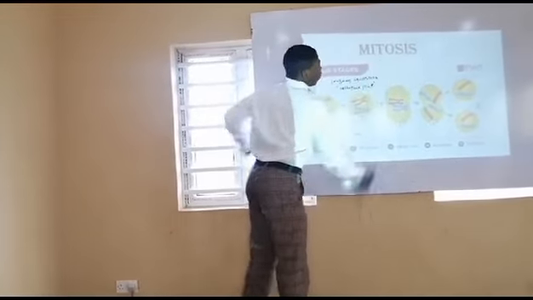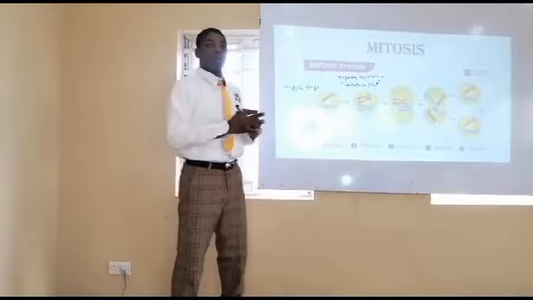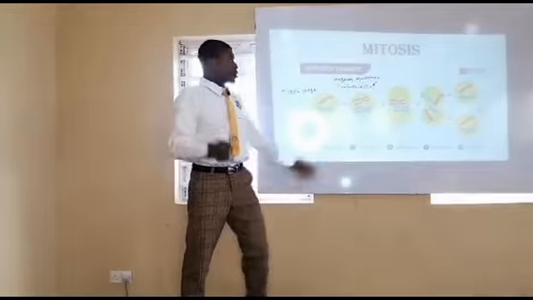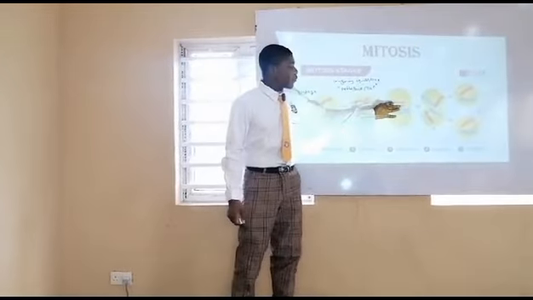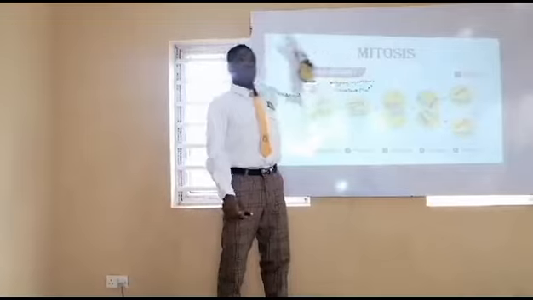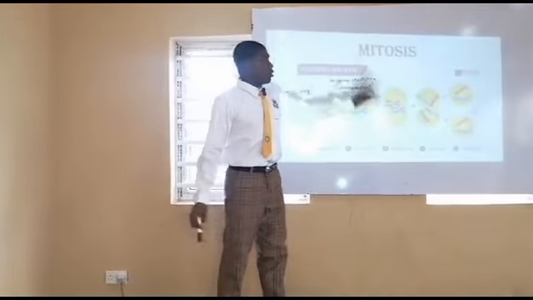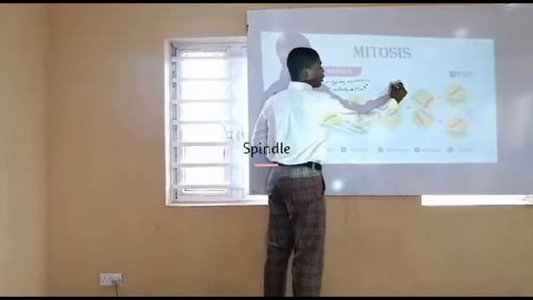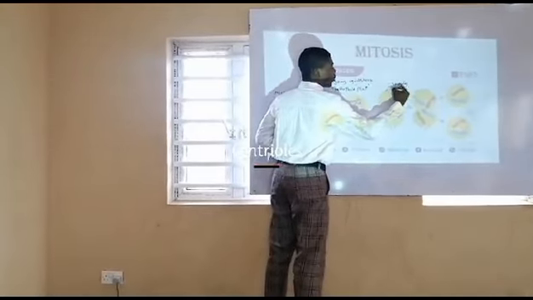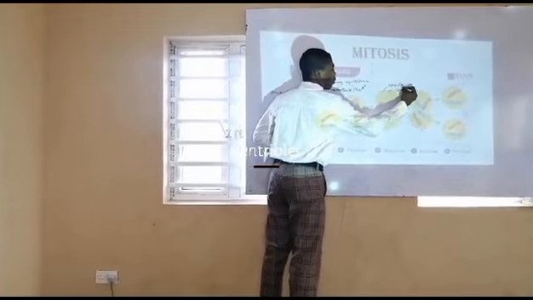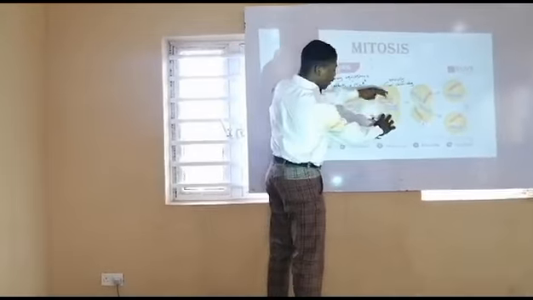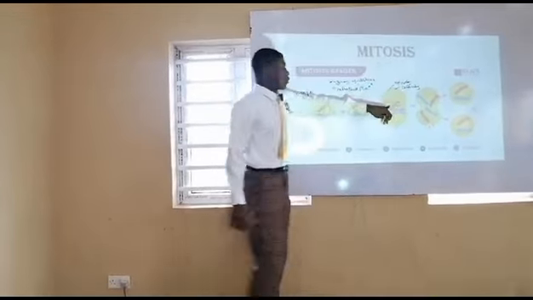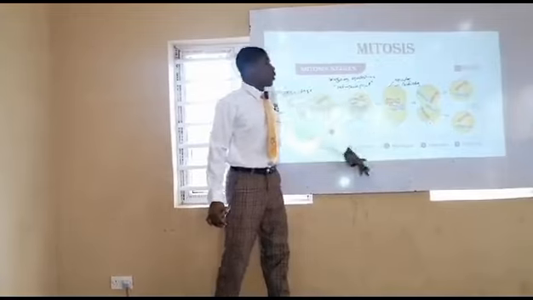So in this stage, three processes occur. The first is the cell alignment, that is, chromosomes align in the metaphase plate of the cell. The next process is the attachment of spindles. So these are the spindles, or you can also call them centrioles. They attach themselves to the chromosomes, and the chromosome consists of two sister chromatids.